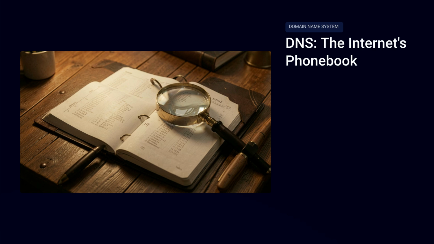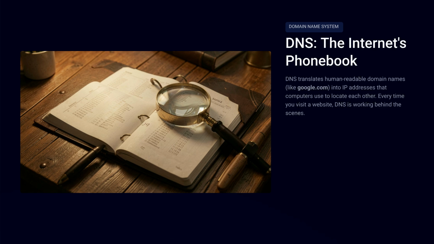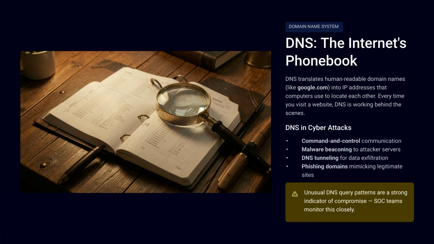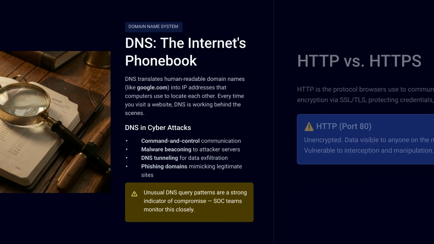DNS, the domain name system, translates domain names like google.com into IP addresses. Attackers exploit DNS for command and control, malware beaconing, DNS tunneling for data exfiltration, and phishing. SOC teams closely monitor unusual DNS query patterns.